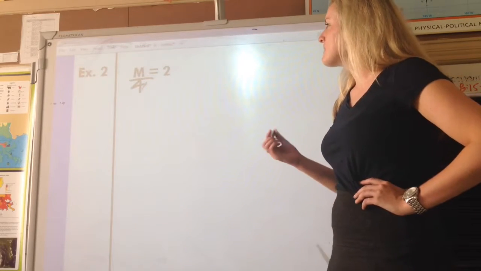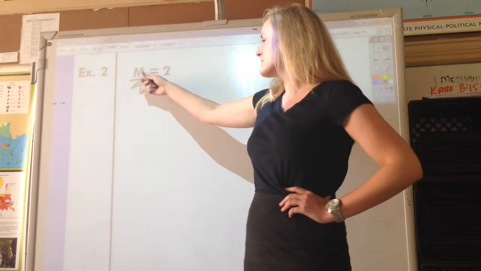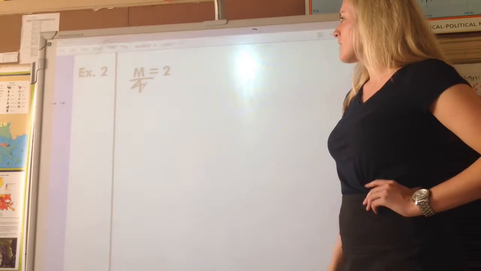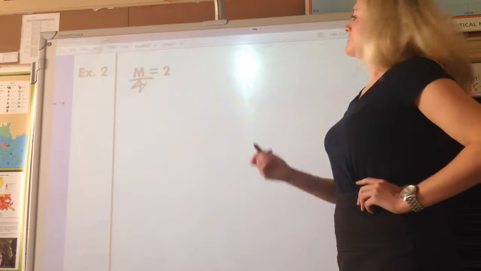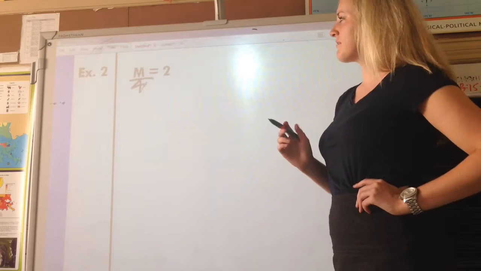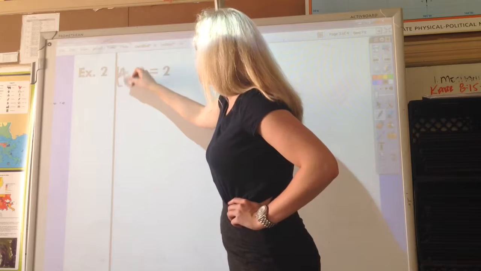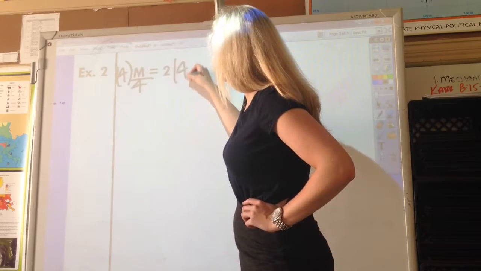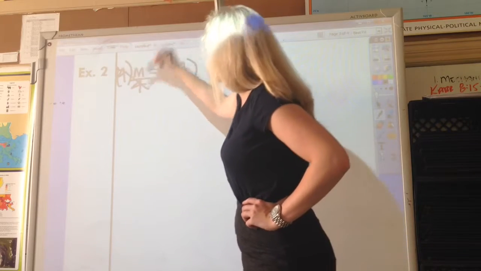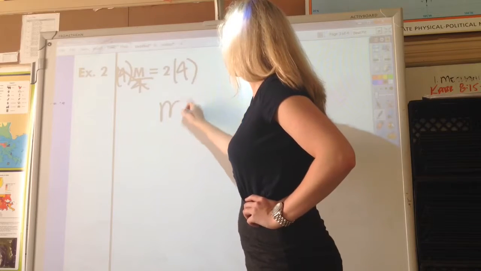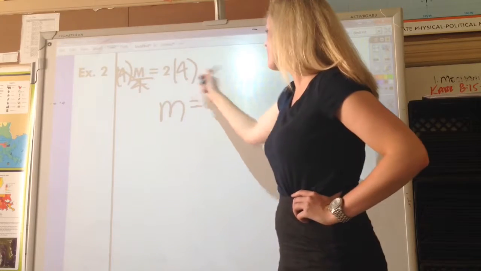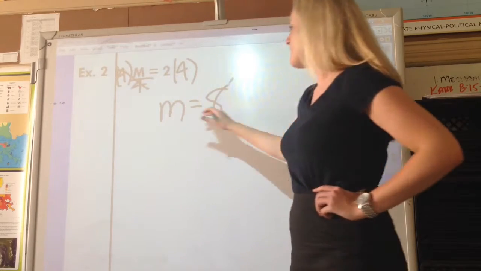All right, so my first step is to identify my variable, which I see as m. Now I know that I have to isolate my variable. So in order to get rid of that fraction that has a variable in it, I'm just going to multiply both sides by 4. Because on this side, the 4's will cancel out, and I'm left with m equals 2 times 4 is 8. So I'm left with m equals 8.